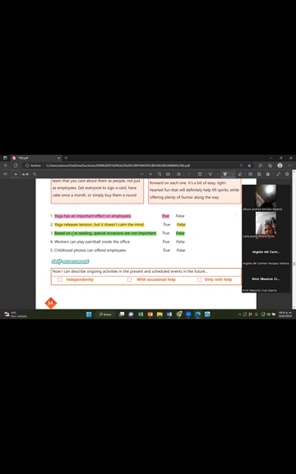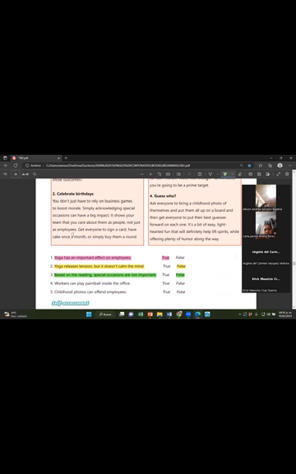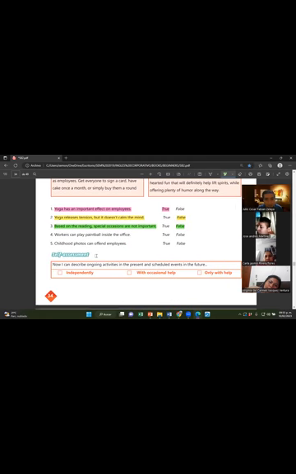Why? Why is it false? It's false, but special occasions can have a big impact. Okay. Acknowledging special occasions can have a big impact.